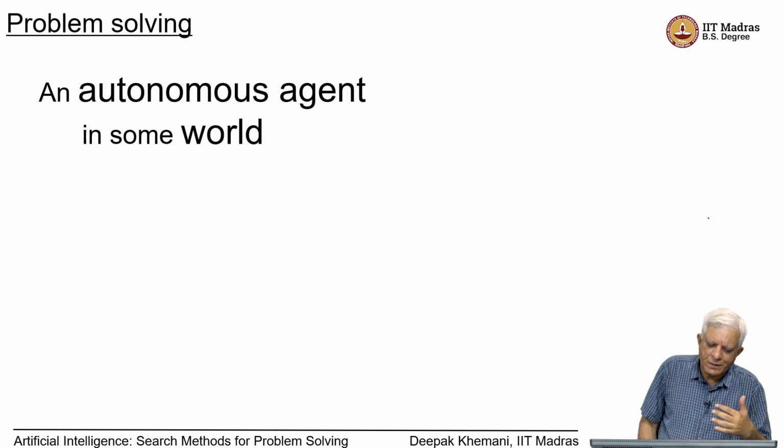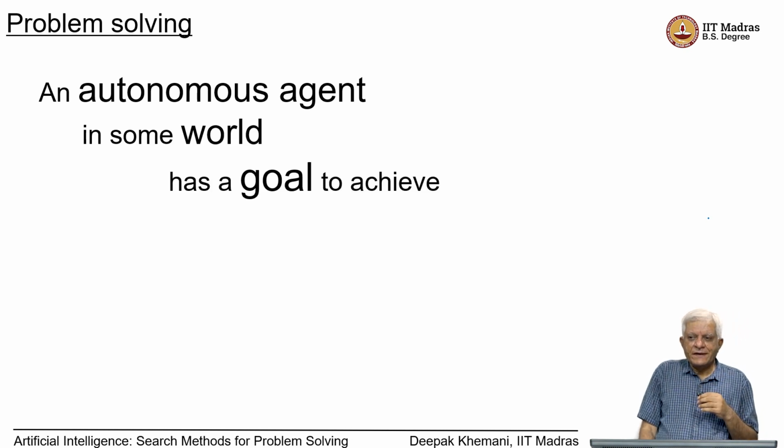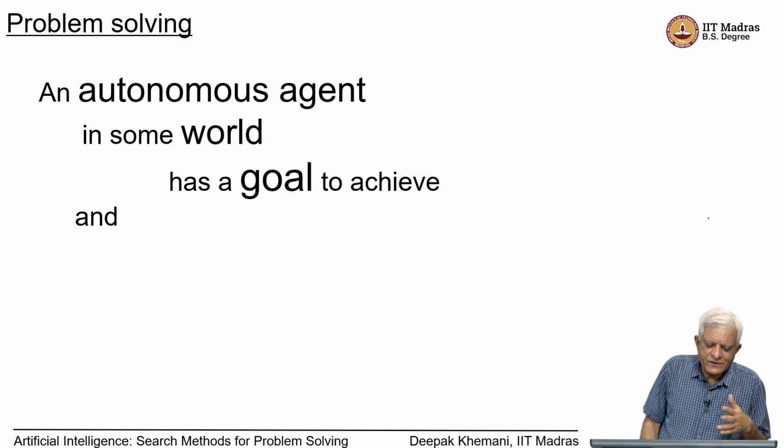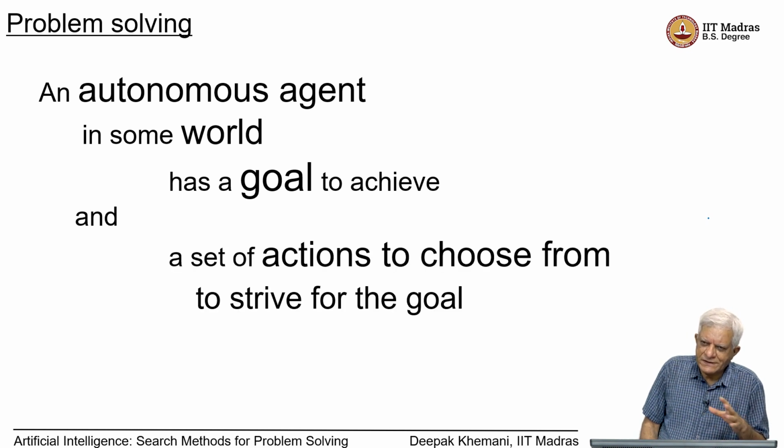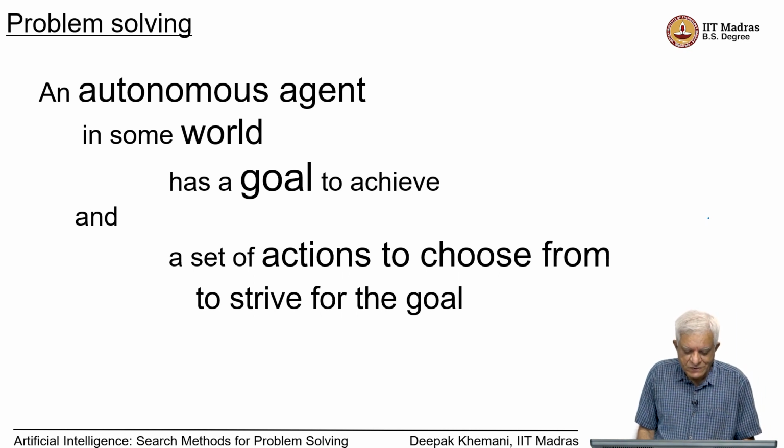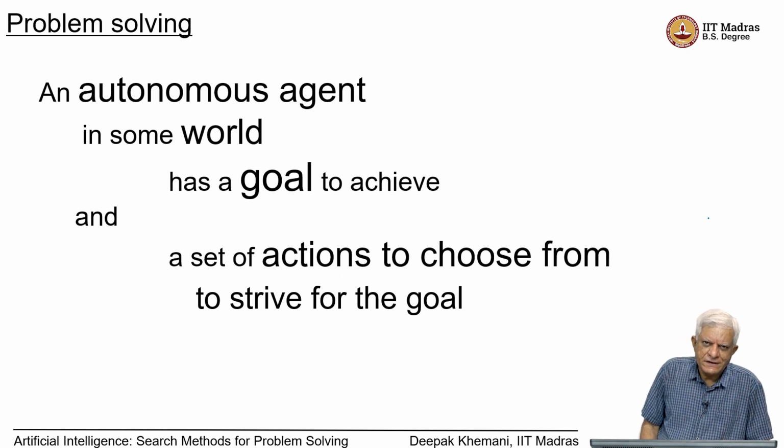And when we talk about problem solving, we say that an autonomous agent in some world has a goal to achieve. So, this goal is nothing to do with the football goal. A goal in the sense of some desired state of affairs. The agent has a goal to achieve and a set of actions to choose from to strive for that goal. And the task of the problem solver is to decide what actions the problem solver would choose. That is what we understand here by problem solving.